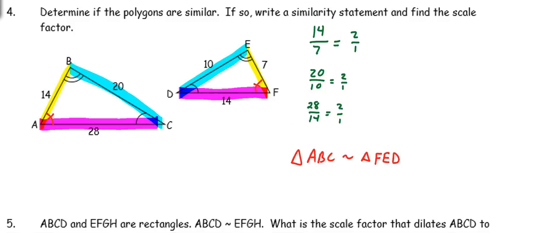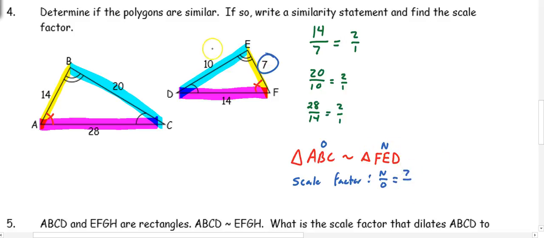And the last thing we need to find is our scale factor, which is the new triangle over the old. So we have new and old. So when I set up my scale factor ratio with my new and my old, my new triangle has a side of 7. My old triangle has a side of 14. So my scale factor is 1/2.